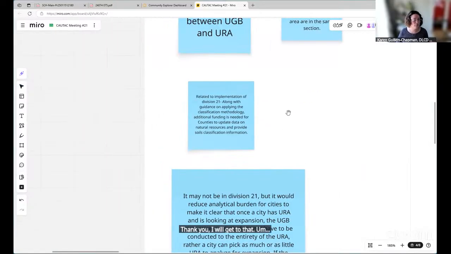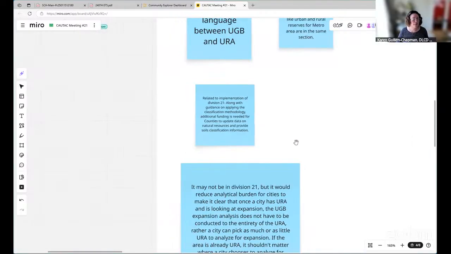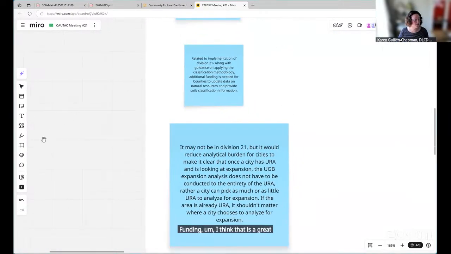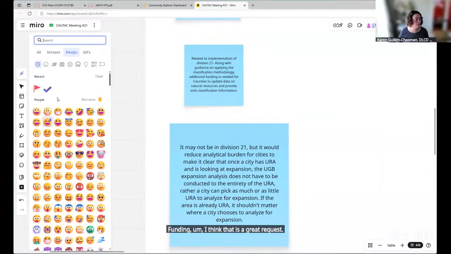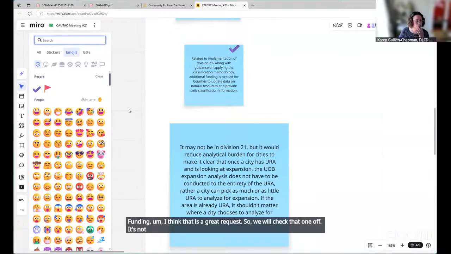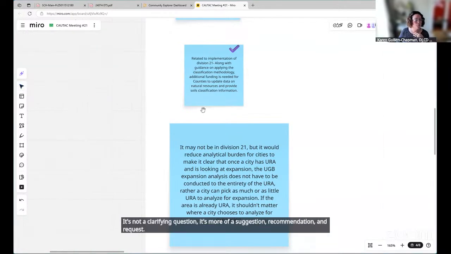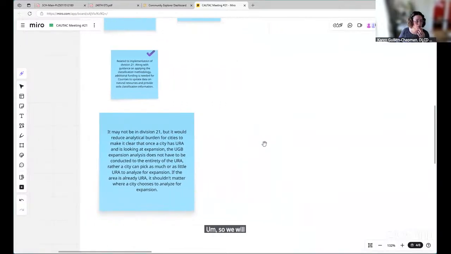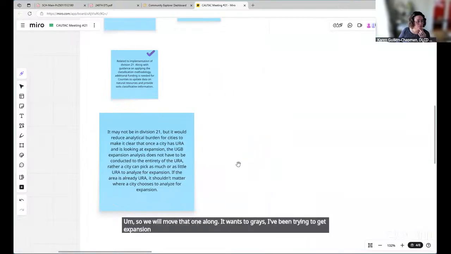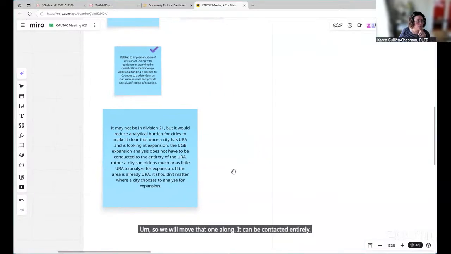Let's see, what do we have next? Funding. I think that is a great request, so we will check that one off. It's not a clarifying question. It's more of a suggestion, recommendation, and request, so we will move that one along. Next: expansion also doesn't have to be conducted entirely, so you pick as much or as little.